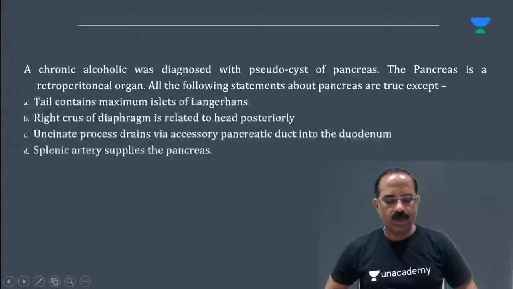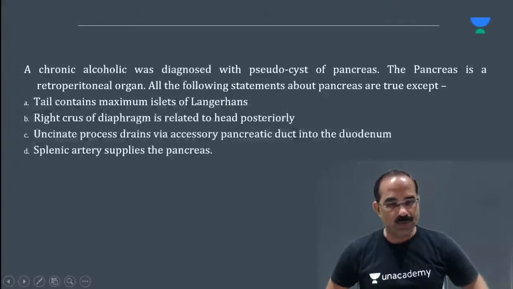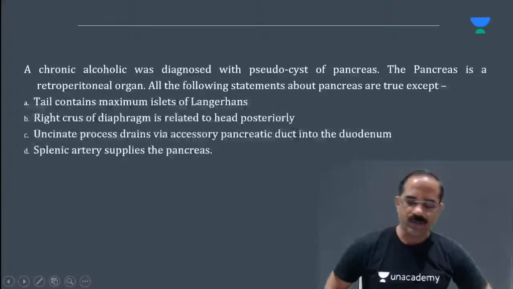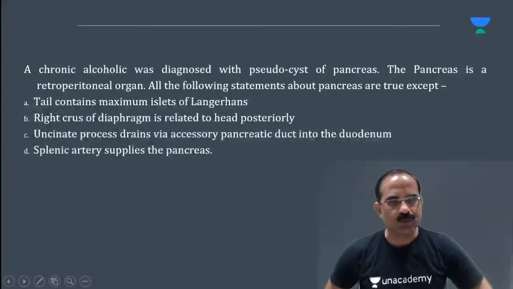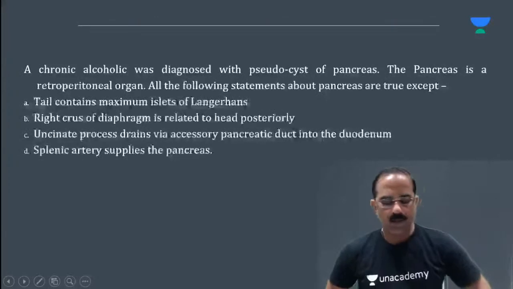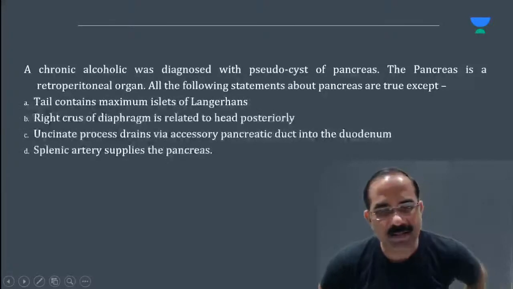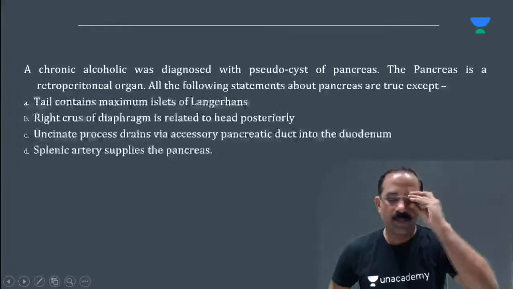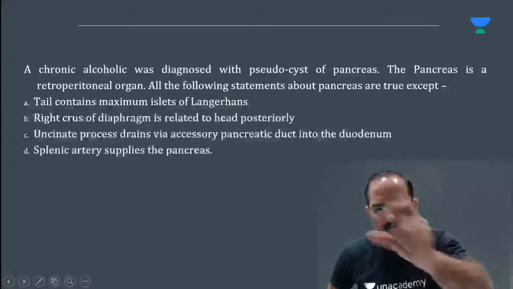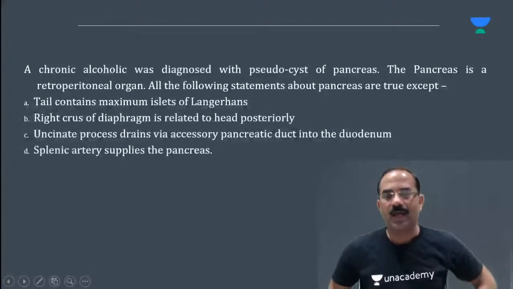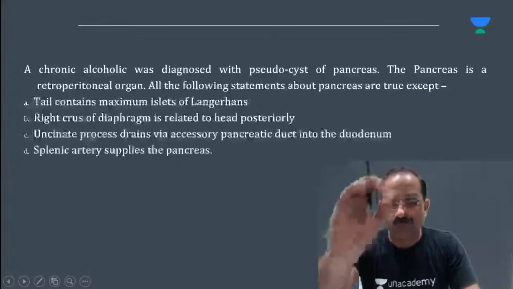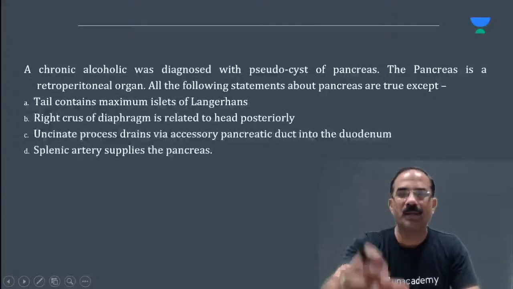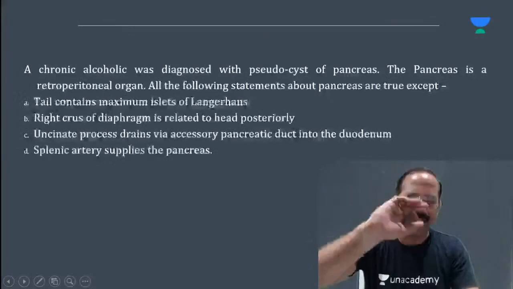Come on, students. A chronic alcoholic was diagnosed with a pseudocyst of pancreas. The pancreas is a retroperitoneal organ. All the following statements about pancreas are true except: option 1, tail contains maximum islets of Langerhans. True or false? Yes. The tail contains the maximum islets of Langerhans, and this tail of pancreas lies in which ligament? Students, if you can answer this. The lienorenal ligament.